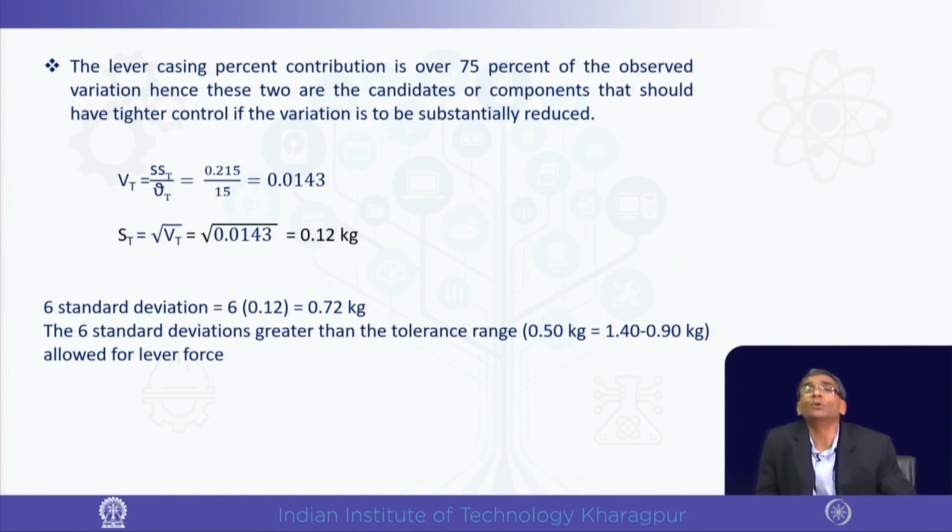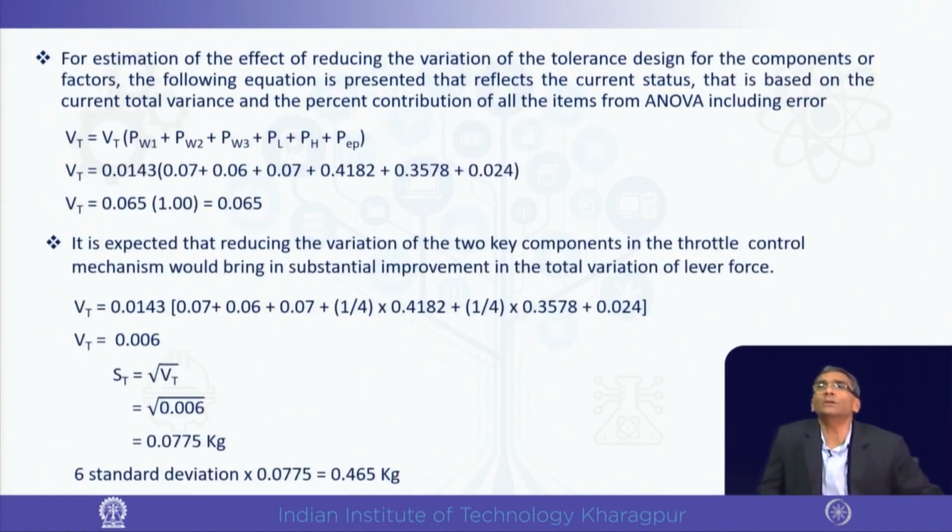So, what do we do? We tighten the tolerance, as I just said. How do you tighten the tolerance? We put a factor of 1/4. To some extent you can call it a trial and error method. We multiply those two only, the rest all will remain the same. We are reducing their influence on the variance. So, we will see what the variance becomes.